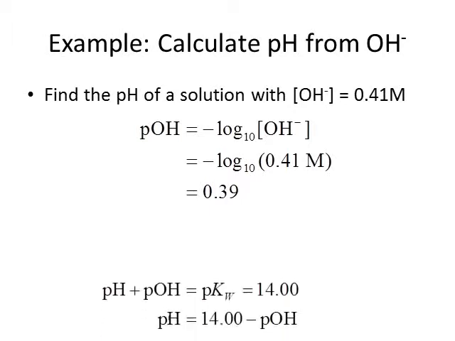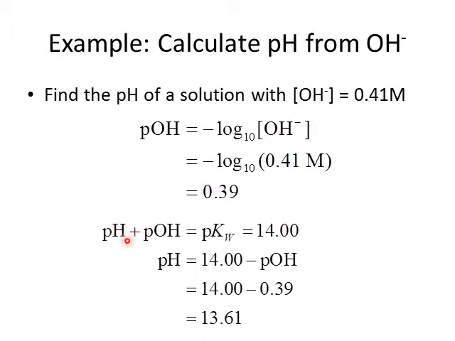Next, I can use the equation pH plus pOH is 14.00, and rearrange it by subtracting pOH from both sides. So I have pH is 14.00 minus pOH. Plugging in my value of pOH from here, I get 13.61.